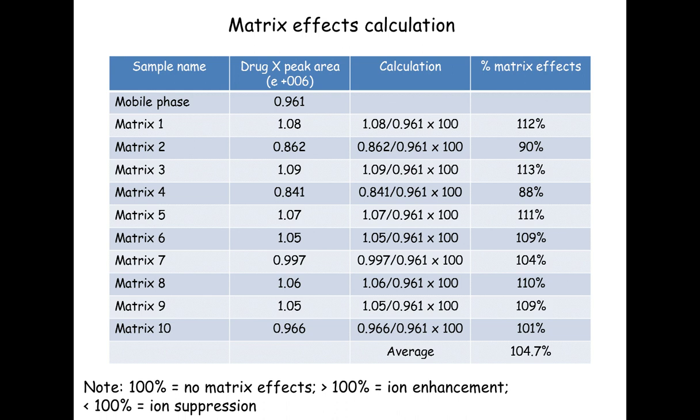If we have 100% in our percent matrix effects, that means there's no matrix effects. If the number is greater than 100%, it means we have ion enhancement. If it's less than 100%, it means we have ion suppression in our method. Usually we take the average of all 10 of these matrices, and here you can see that we have an average of 104.7%, which means that we have about 5% ion enhancement on average in this method, comparing the different matrices.